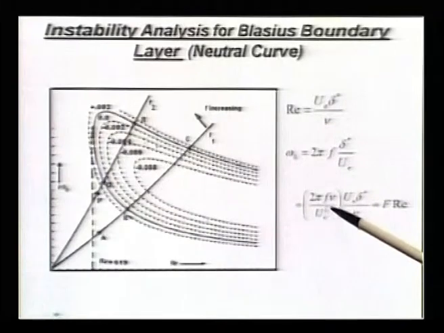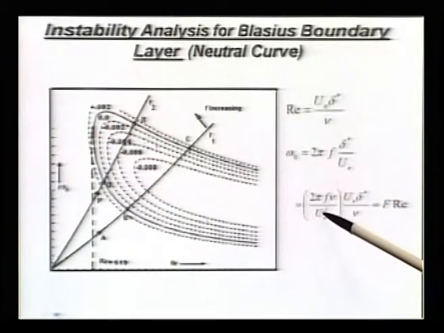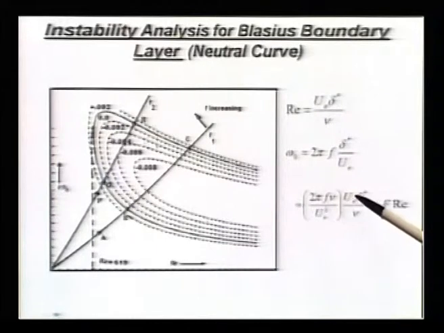What have we done here? We have reorganized it. We multiplied this 2 pi f with nu and divided by u e square, so that we have a u e upstairs and delta star is as it is there, and we have multiplied by nu and divided by nu. So, what happens is omega naught is now a product of two quantities, f times Re.